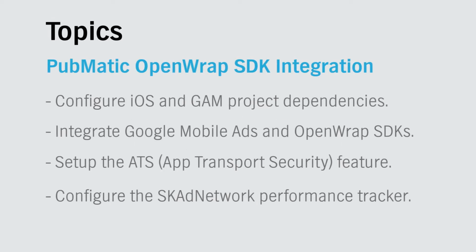To properly integrate Google Mobile Ads SDK using iOS, you need to configure a few dependencies and security settings. In this video, we will configure the iOS GAM project dependencies, integrate the Google Mobile Ads and OpenWrap SDKs, set up the ATS, App Transport Security, and finally, configure the SKAdNetwork to track performance.